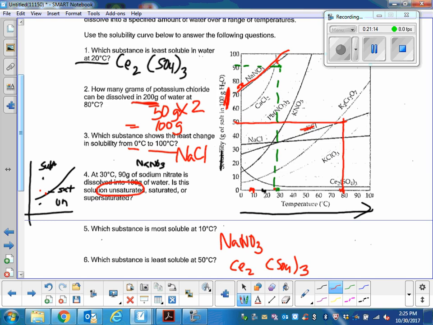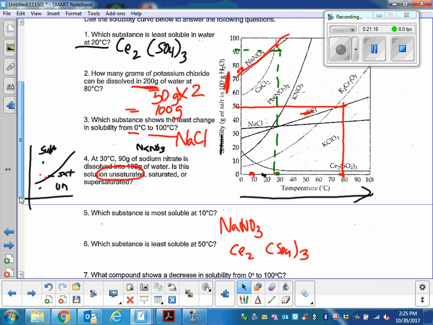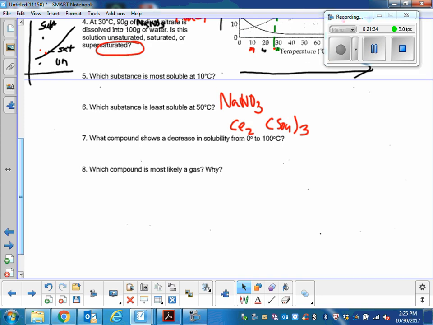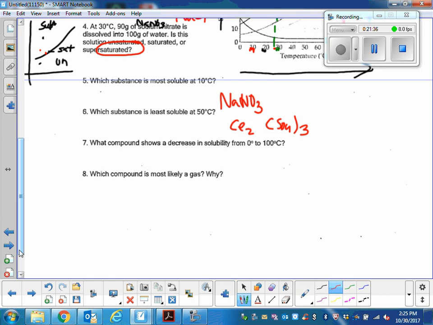Are we good with the graphing question, guys? It's just being able to read a graph. Which compound shows a decrease in solubility from 0 to 100? Instead of increasing, the graph is decreasing. Which is that substance? Yes, Ce2 SO4, very good. Any other substance which is decreasing?